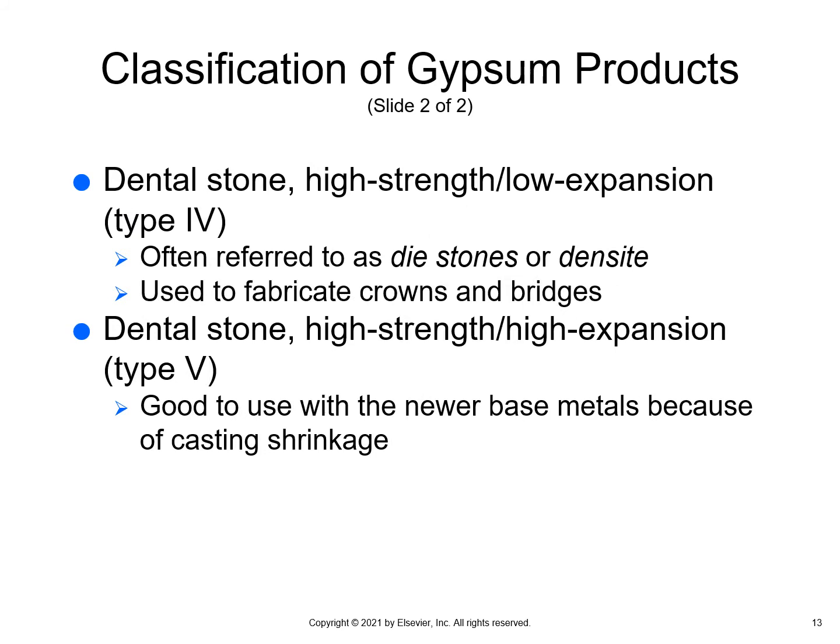Then again, as we go up, they become stronger. They're manufactured a little bit differently. So now we've got dental stone of the high strength, low expansion type, which is type 4. This is often referred to as die stone or Densite, and it is used to fabricate crown and bridge work, so more detailed, less porous. And then dental stone, high strength, high expansion, type 5, is good to use with newer base metals because of the casting shrinkage.